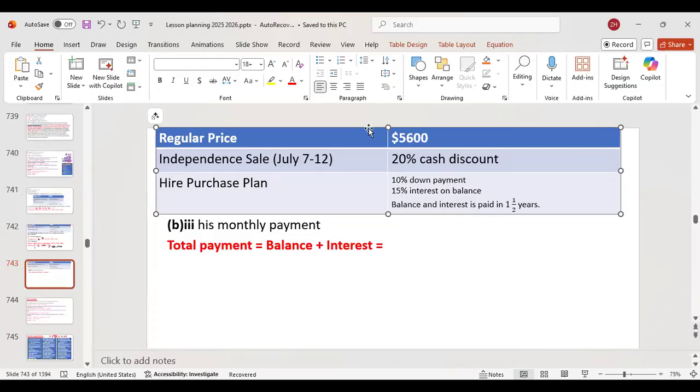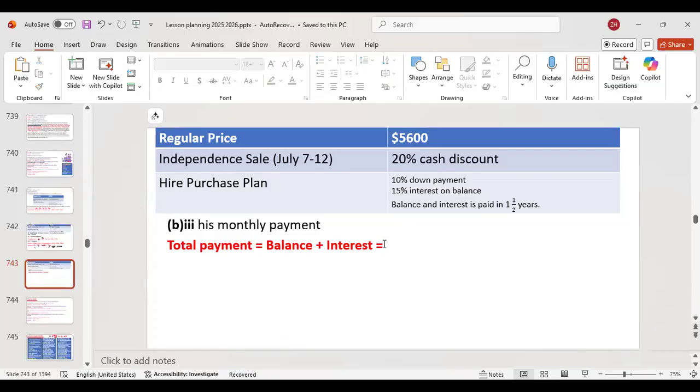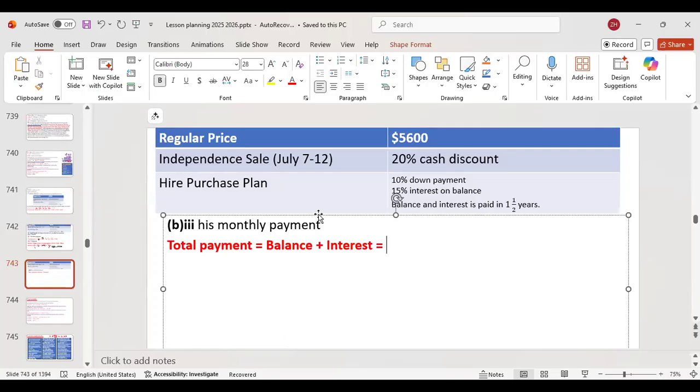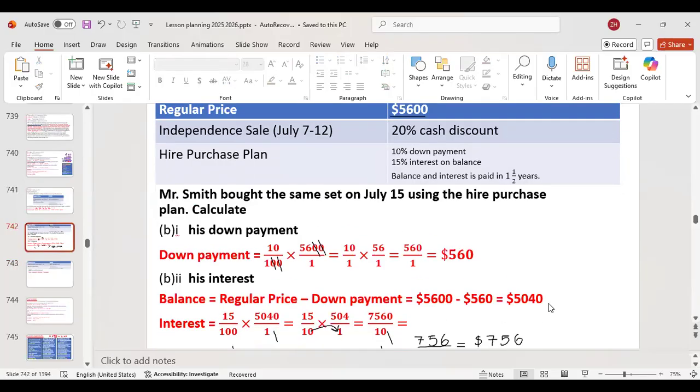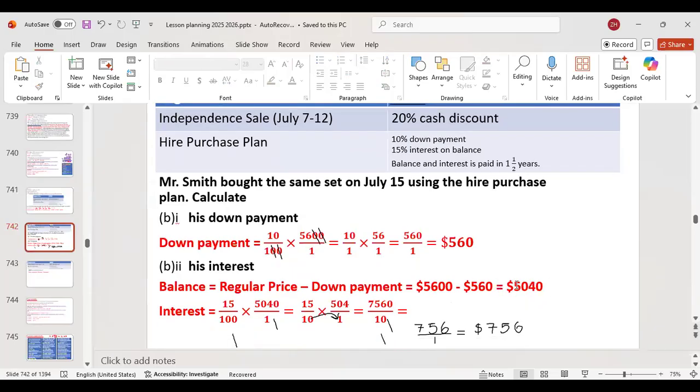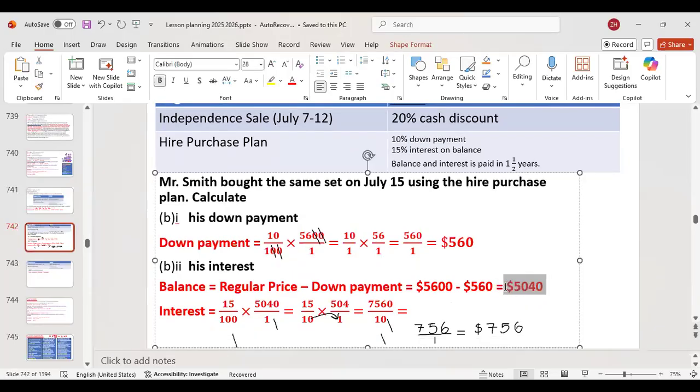So what's the balance? Based on what we did on the previous question, the balance was what? 5,040. That's the balance, right?